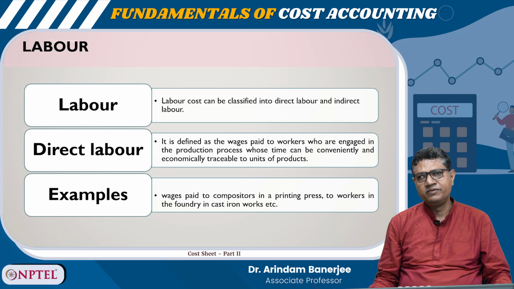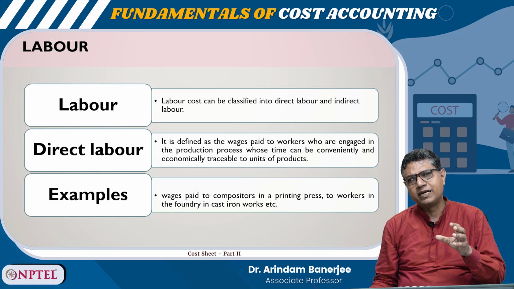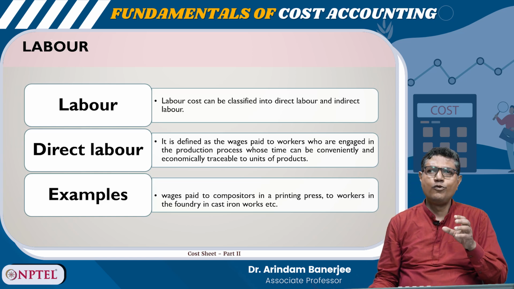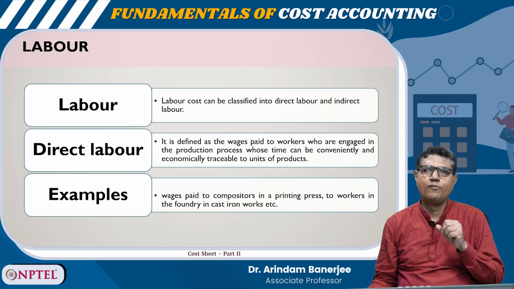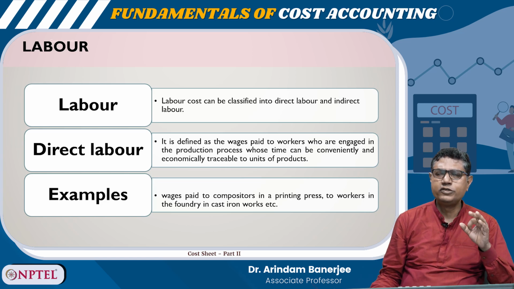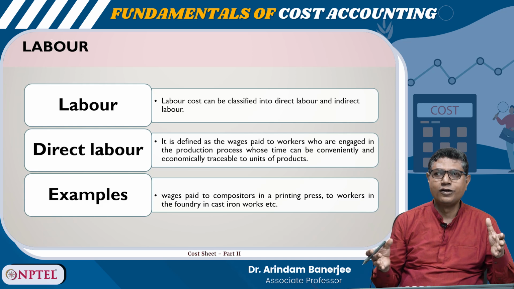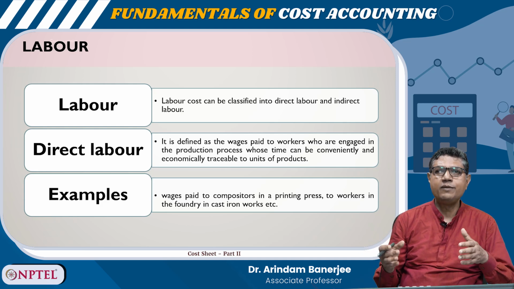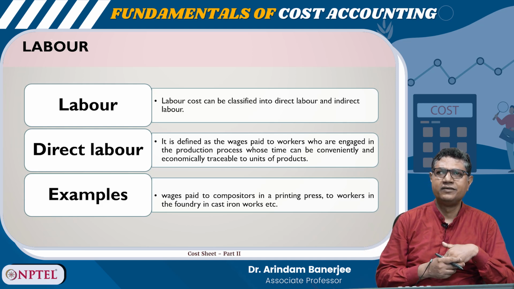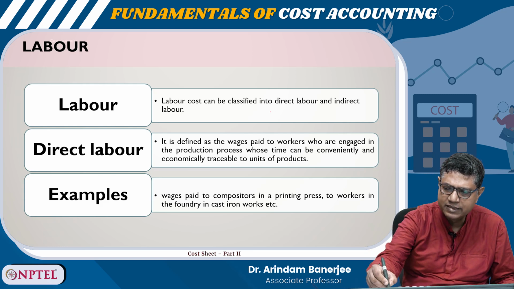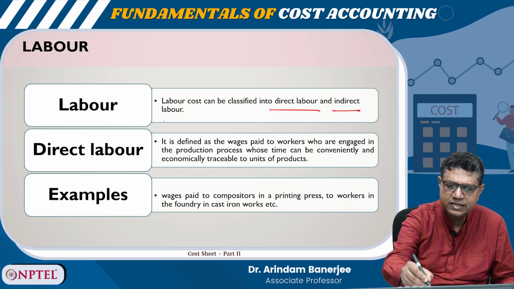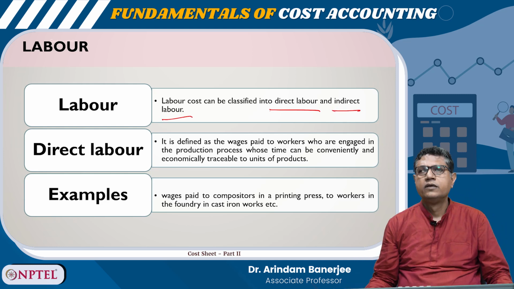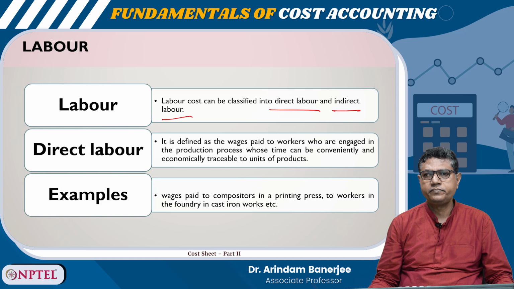In manufacturing companies, material is the most important component of the total cost structure, right? The second most important is the labor, right? So labor cost can again be classified into two parts. One is direct and the second one is indirect. So what is direct labor?